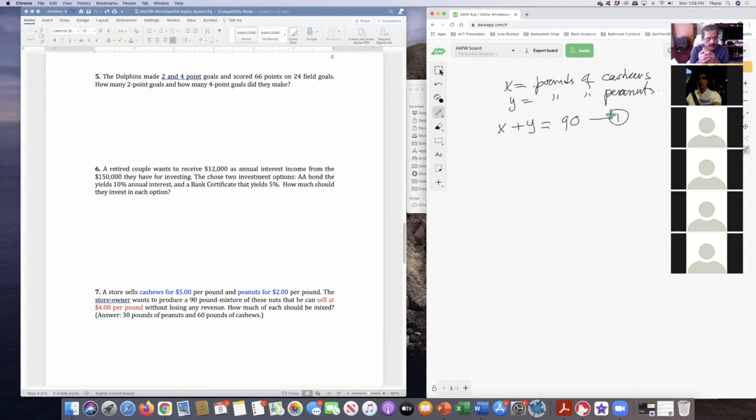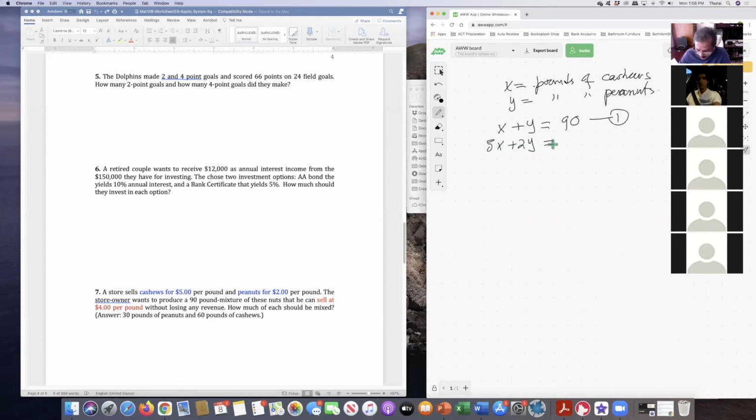And the next one has to be about the value. The total value has to be equal. So you need to calculate the total value of the cashews going into the mixture, and the total value of the peanuts going into the mixture, and set it equal to the value of the mixture itself, selling at $4. Can somebody tell me the expression? It's 5x plus 2y equals 4x plus 4y.